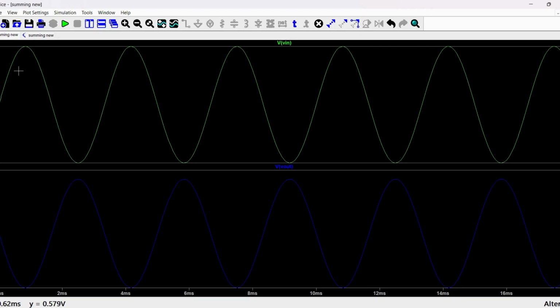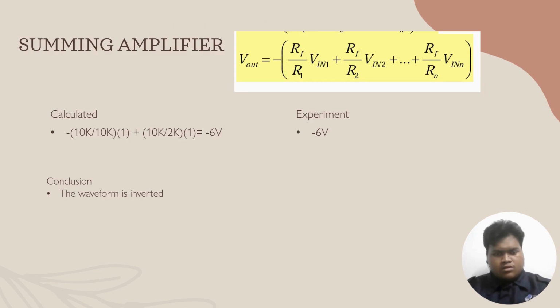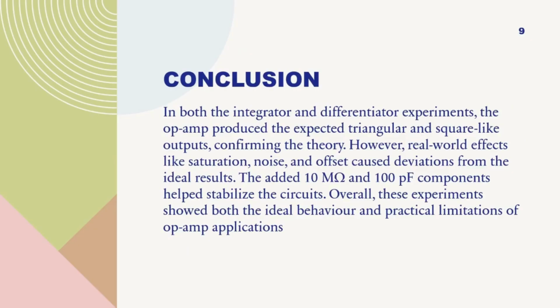When the input is in positive phase, the output is in negative phase. When the input is in negative phase, the output is in positive phase. The voltage is amplified to 6 VP. So this is the derivation of the summing amplifier. From the calculation, I get -6 volt, and from the experiment, I get -6 volt. So the conclusion is the waveform is inverted.